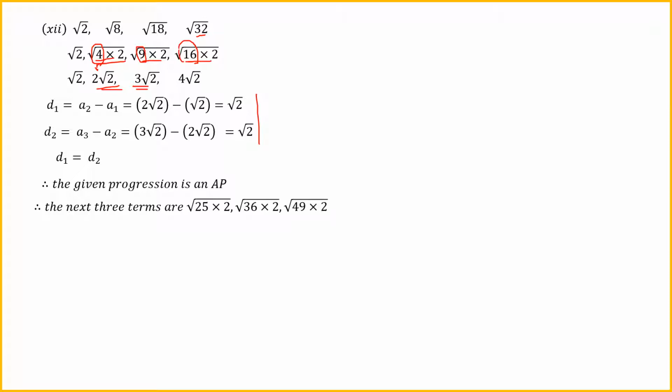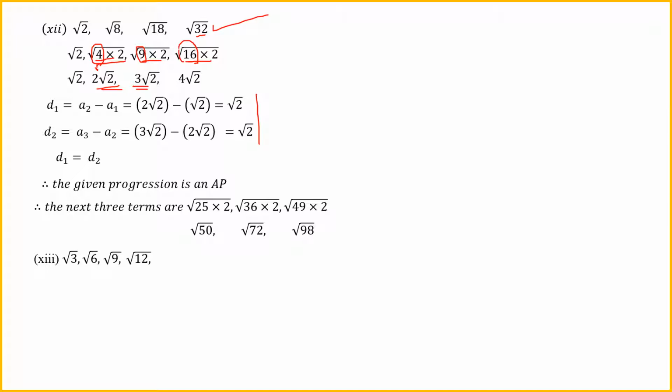The reason is, here it is in the simplified form, root 32, so it's 16 into 2. So the next number would be 25 into 2. 25 into 2 is nothing but 50, and then 72, and the other one is root 98. I hope it's clear. Then coming to the next question, it's root 3, root 6, root 9, root 12.